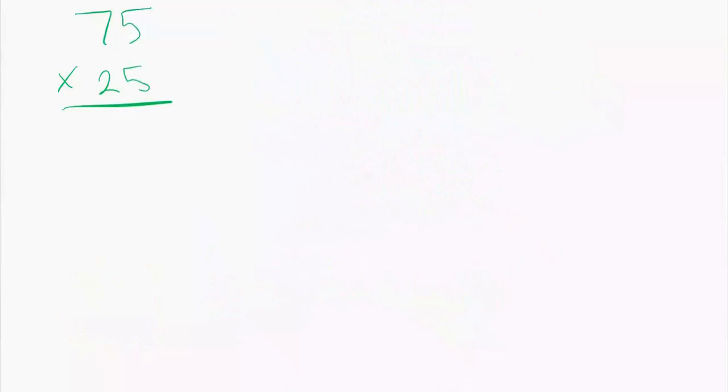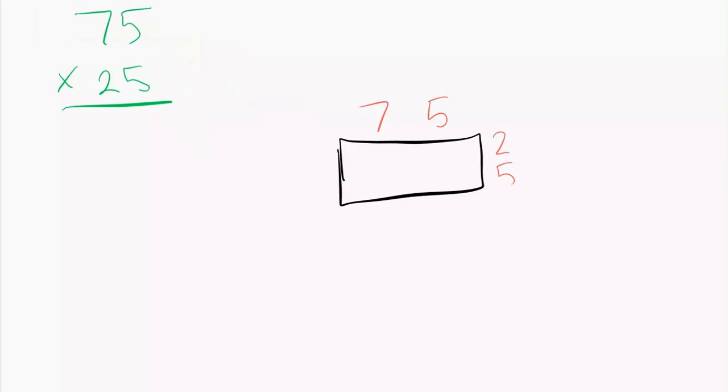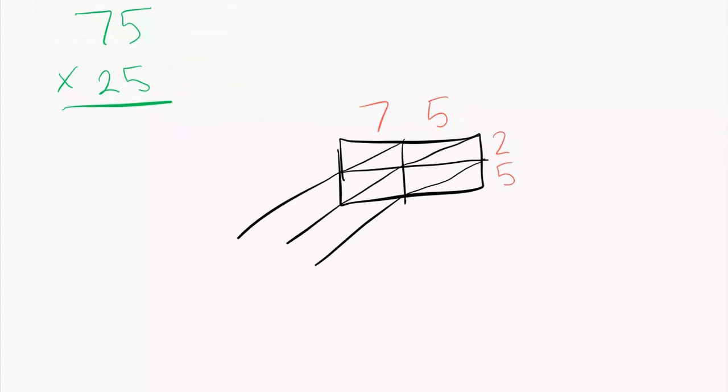Okay, so when we work that out, again, same thing. You're going to make a box or a rectangle, and we're going to write in our numbers. So we said we had 75 times 25. Okay, so we're going to make our rows and our columns. So this is going to be a 2 by 2 box. Then we're going to do our diagonals. So corner to corner, corner to corner, corner to corner. And then, like I said, just basic multiplication.